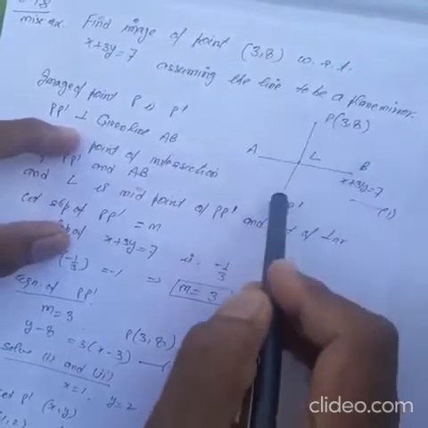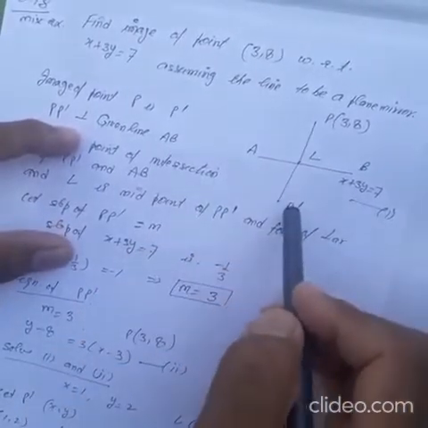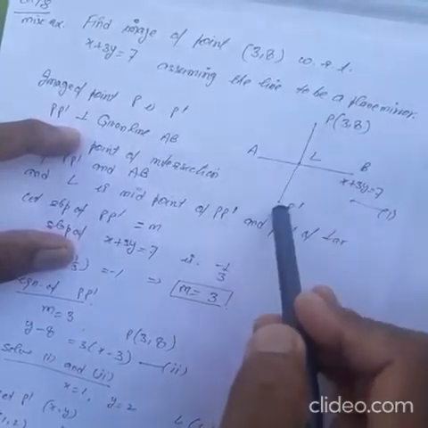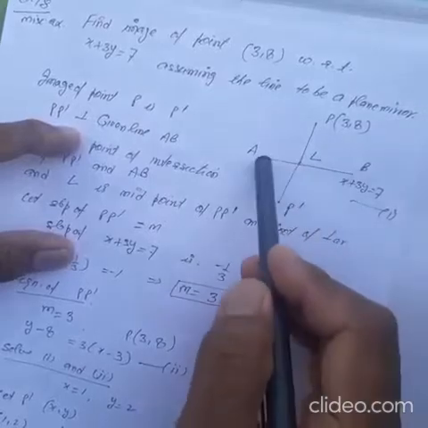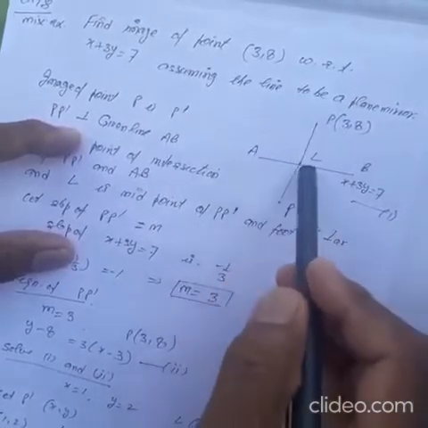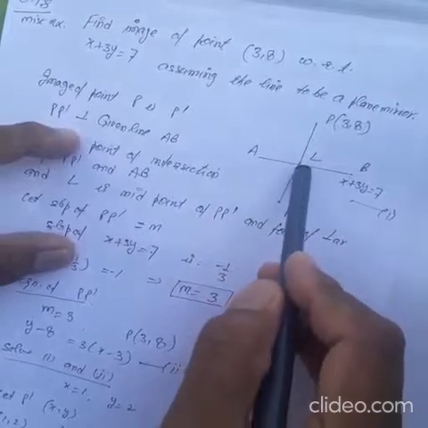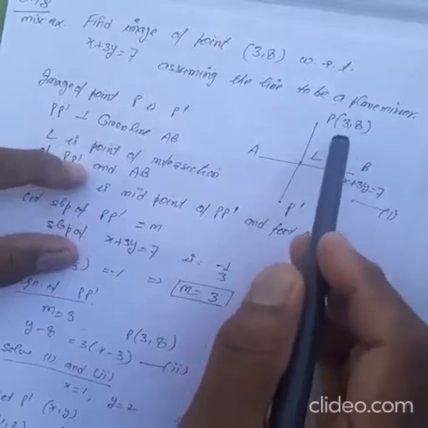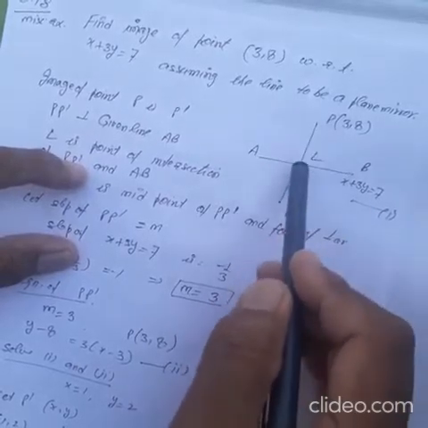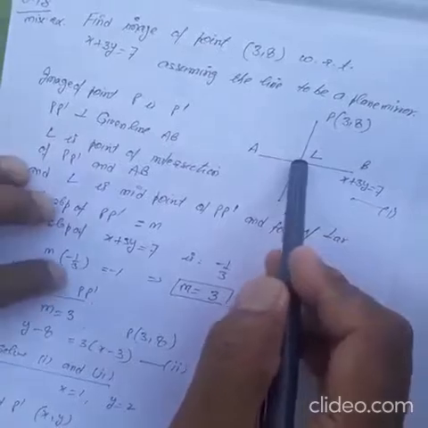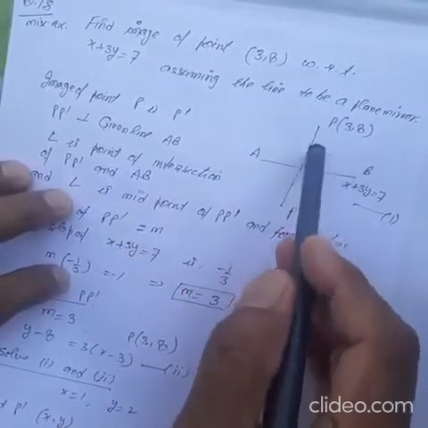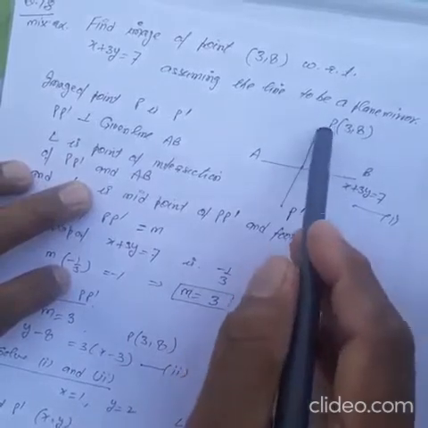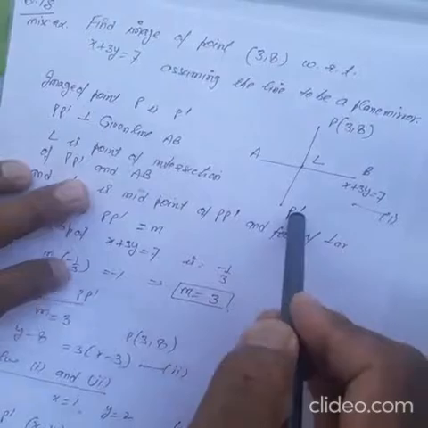This is the figure diagram for this question. P' is the image. If you join PP', then this line PP' will be perpendicular to AB, and the point of intersection, L, will be the midpoint of PP'. L is also the foot of the perpendicular. We have done this question in the previous exercise: find the foot of the perpendicular, and then L is the midpoint. So using the midpoint formula we can find the coordinates of P'.